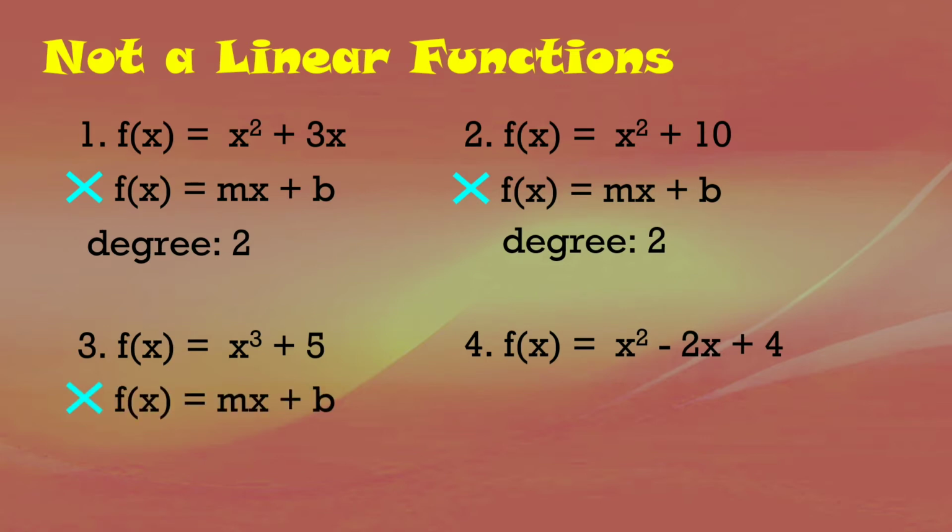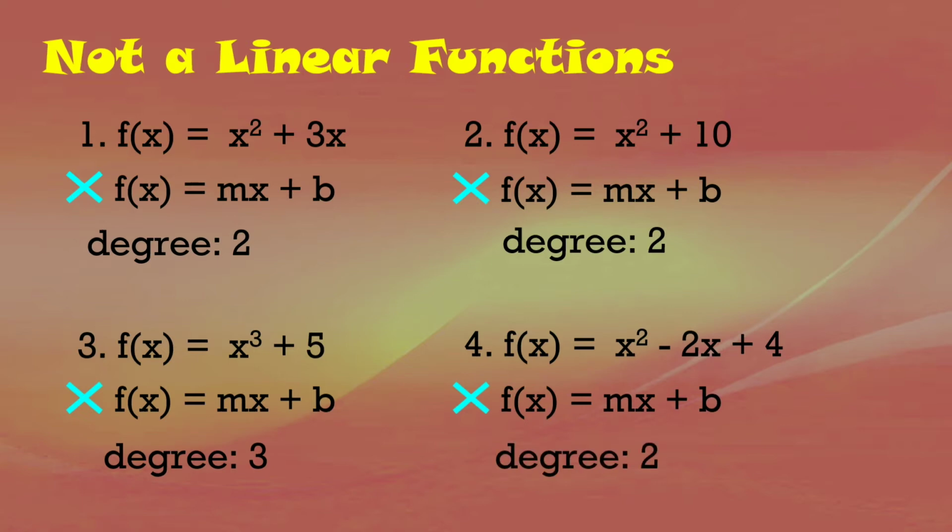So, hindi rin siya linear function kasi hindi siya naka-form as f of x equals mx plus b. And yung degree ng ating function ay 3 kasi ang exponent ni x ay 3. Number 4, hindi rin siya linear function kasi si f of x equals x squared minus 2x plus 4 ay hindi naka-form as f of x equals mx plus b. And ang degree natin ay 2 kasi yung exponent ni x ay 2.